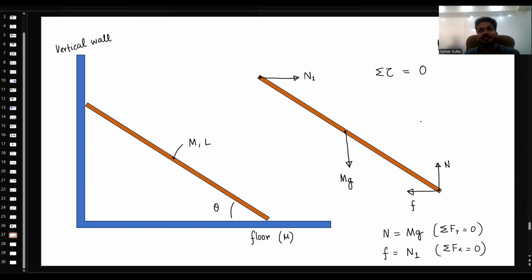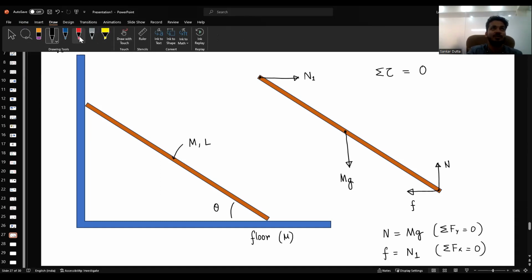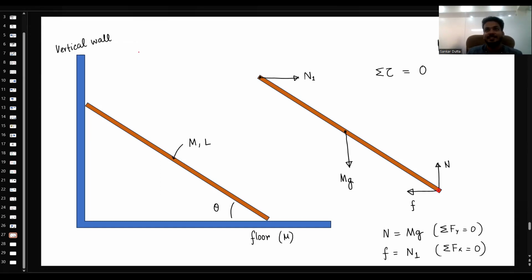Just like choosing the origin. Where? The center of mass of the stick. Again, see, I'll give you possibilities. You can take it at the contact surface, it would be easier. Yes. This is what I'm looking at.